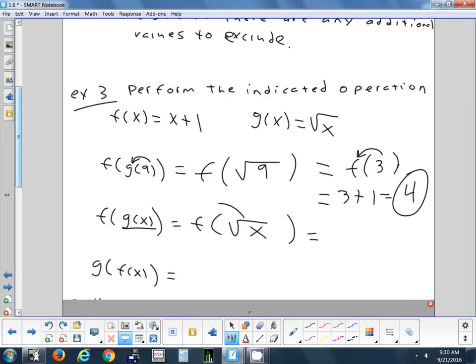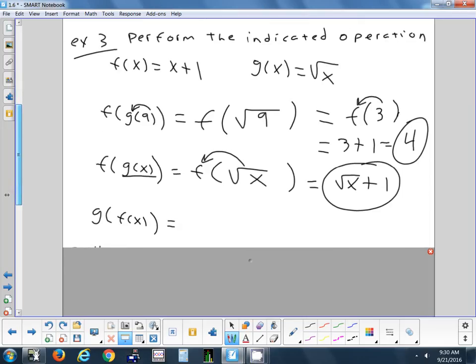And now I'm going to plug the square root of x into function f. Somebody tell me what that would look like when I plug that in. Hannah? The square root of x plus 1. Perfect. Square root of x, and the plus 1 is on the outside, separate. We've seen examples before that when you switch them, they usually don't come out the same. F of g and g of f are not usually the same. If they are, that does mean something, but you don't have to worry about that.